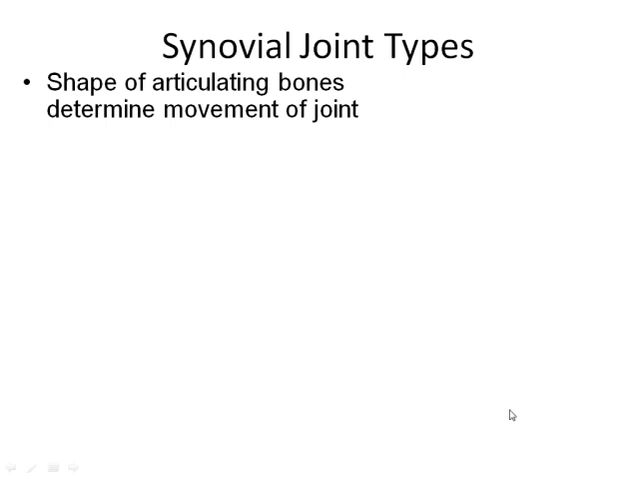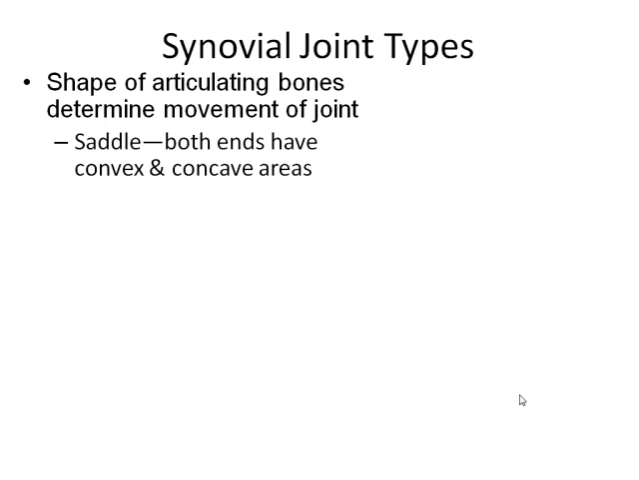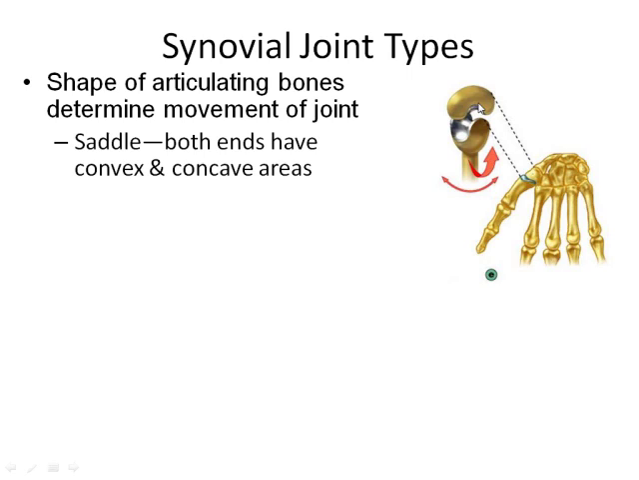The saddle joint is kind of unique to higher primates. Both ends have convex and concave areas, so it fits like a rider in a saddle. That's where it gets its name. And you only have two of these joints, one in your right hand and one in your left hand. It allows for side to side and back and forth movement, so you can flex, extend, abduct, and adduct.